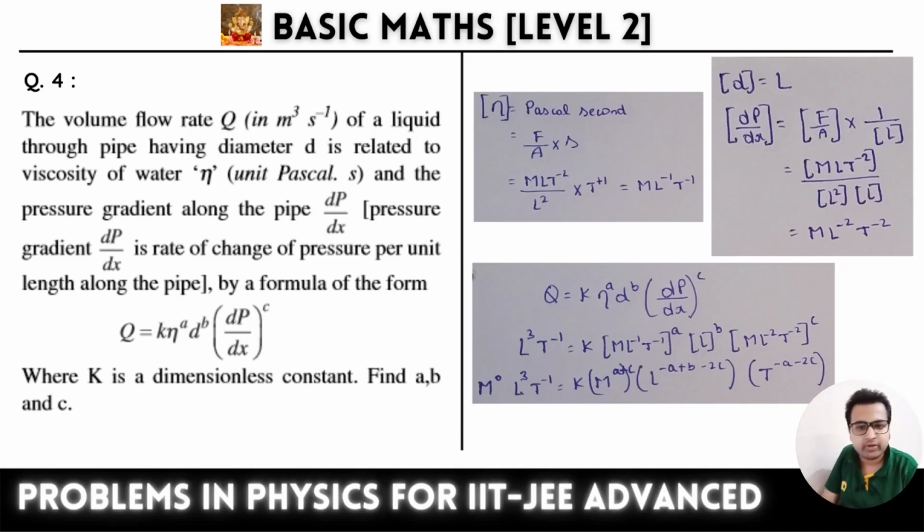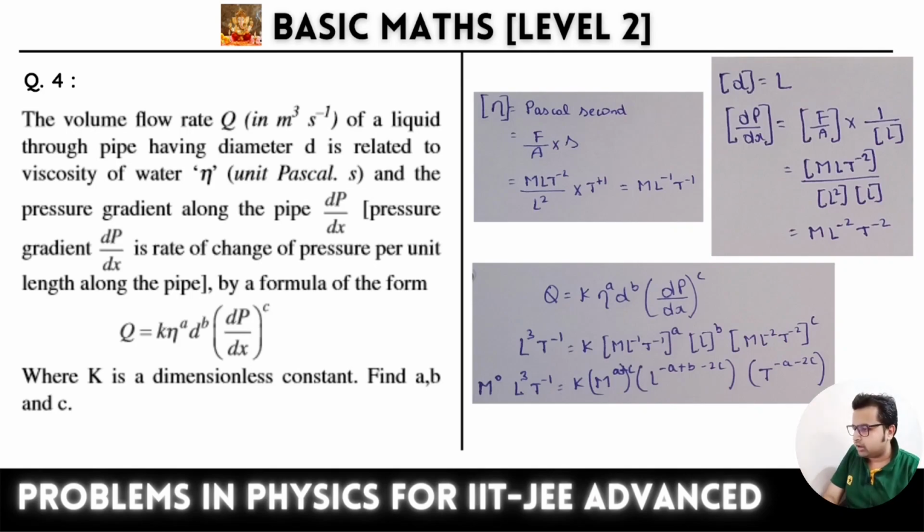Pascal you should definitely know. It is force upon area into second. So force dimension you already know. Area is L square, force is MLT minus 2, and second is T1. So when you solve it, you get the dimension of viscosity, that is ML minus 1 T minus 1.